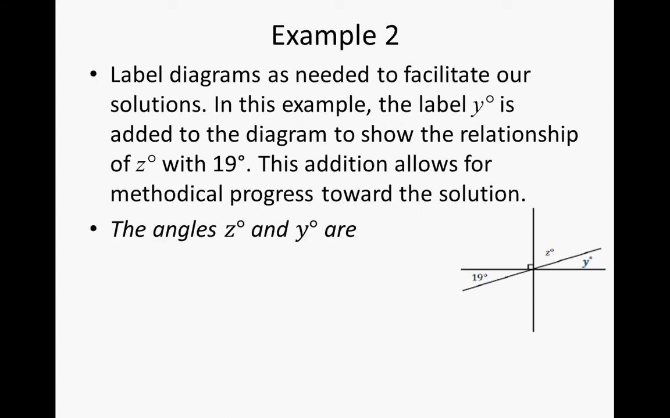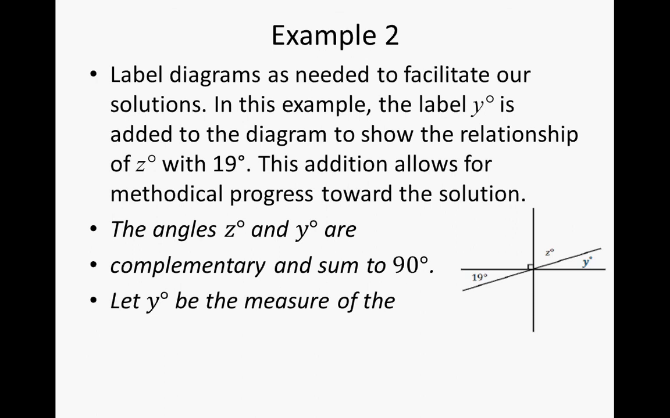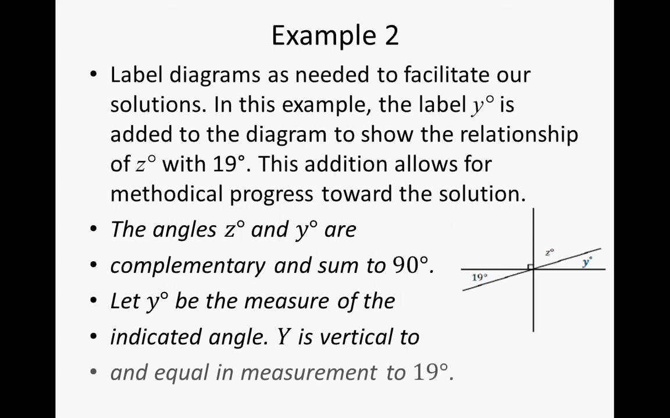So, angles Z degrees and Y degrees are complementary and sum to 90 degrees. So let Y degrees be the measure of the indicated angle. Y is vertical and equal in measure to 19 degrees.